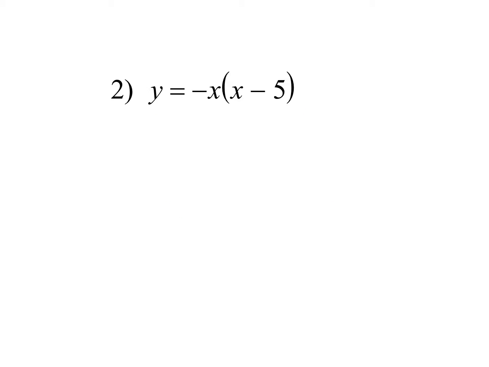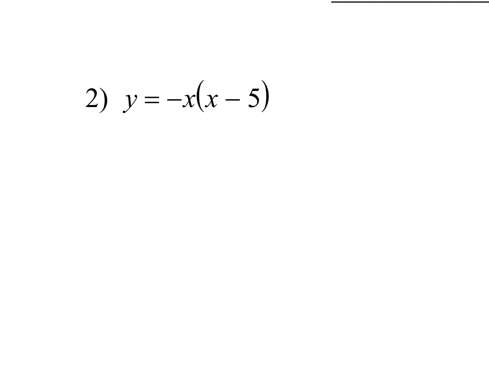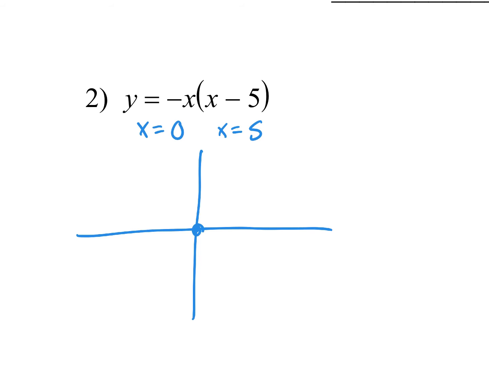All right, so number 2. What are our zeros here? Kayla, what'd you get for the zeros? X equals 0 and x equals 5. X equals 0 and x equals 5. So we're going to graph. We put a point at 0 and a point at 5.